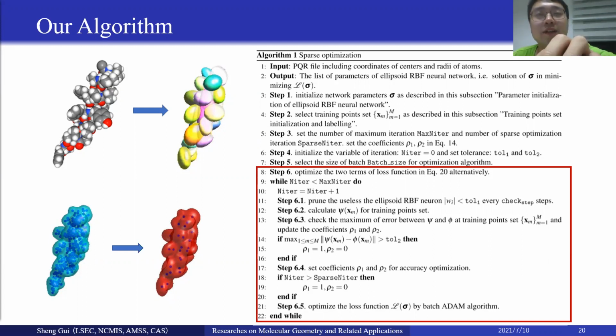Step 6.2 calculates the prediction value psi for all the training data point set. Step 6.3 checks the maximal error between the psi and phi at the training point data set and updates the coefficients rho 1 and rho 2.